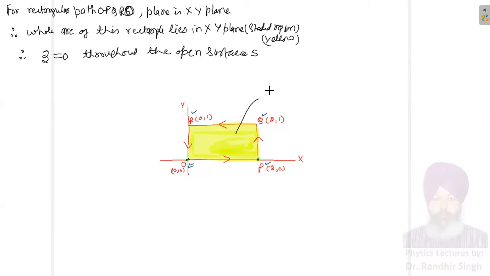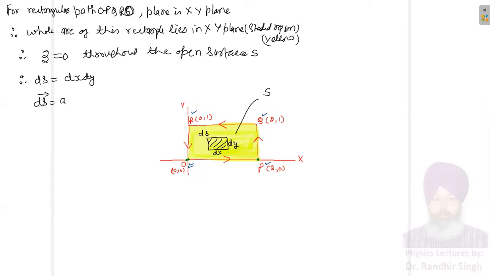So this is the open surface S. If I draw a small elementary area, let us say this is elementary area dS, you can see the length of this area is along the x-axis, so I can call it dx, and the breadth of this area is along the y-axis, so I can call it dy. So this shaded area, very simply, dS is equal to dx dy, but I want to write dS vector.